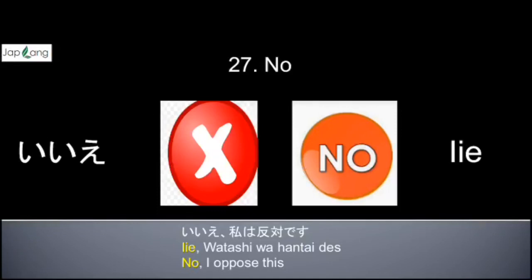Hantai is opposed, so basically I oppose this. Whatever you are saying, I am chigaimasu, something else. I oppose that. Iie watashi wa hantai desu. Alright, we go to the next.